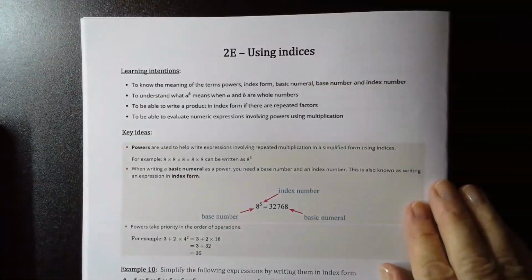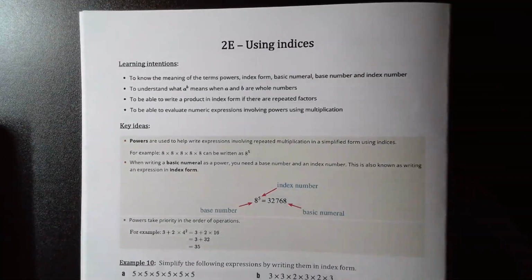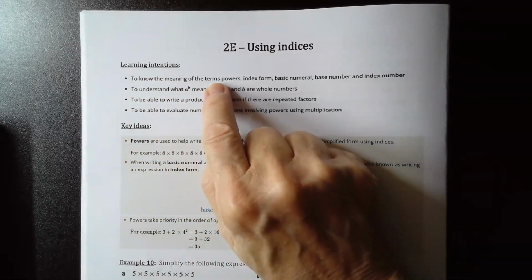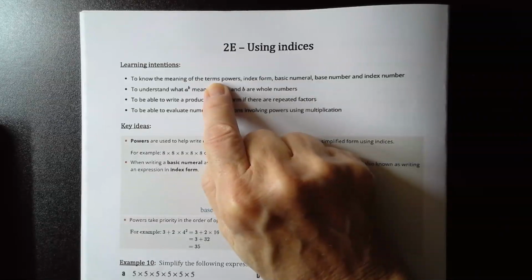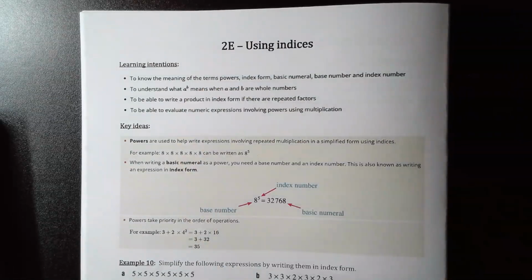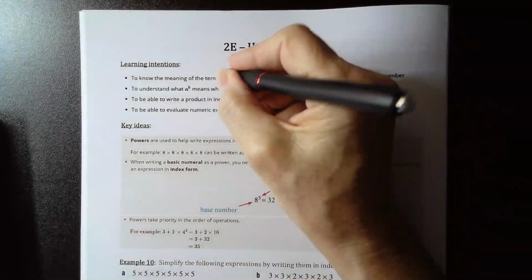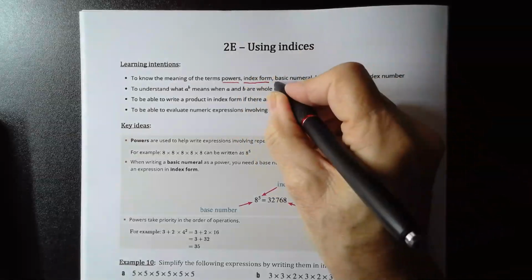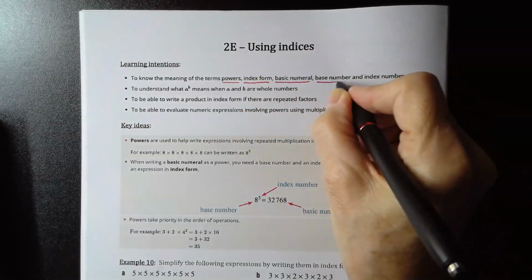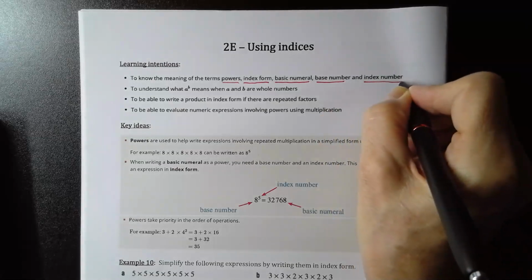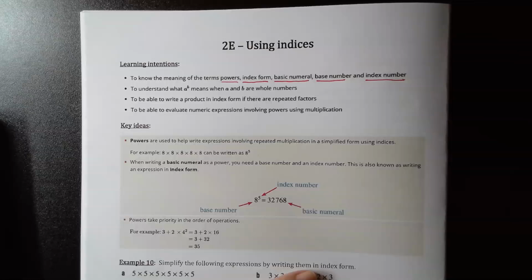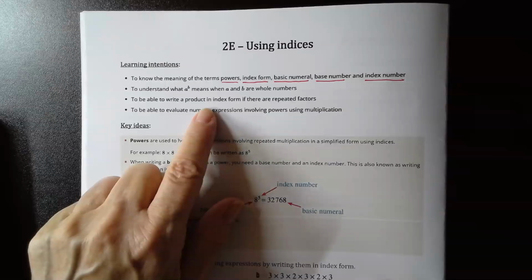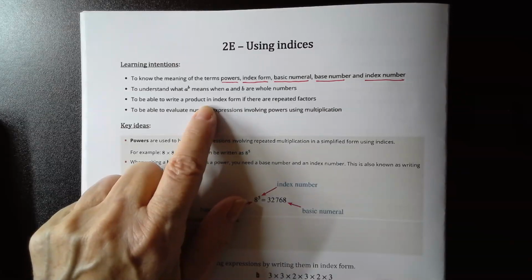This is the video for 2E using indices. So I would like you to read the learning intentions first about knowing the meaning of the terms powers, index form, basic numeral, base number, and index number. That's a lot, okay? And to understand what this symbol means, and to be able to write a product in index form. Okay, so let's do that.